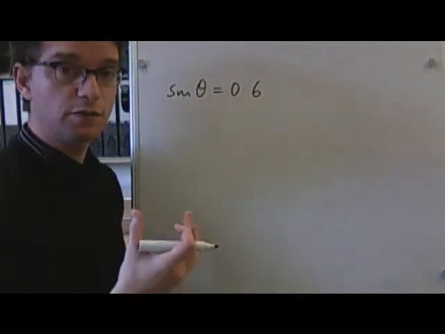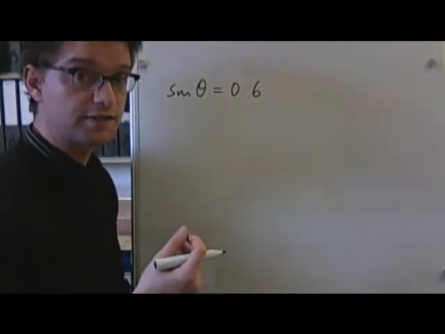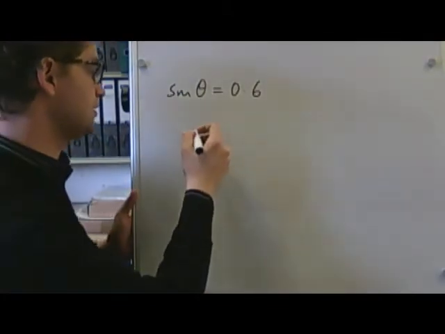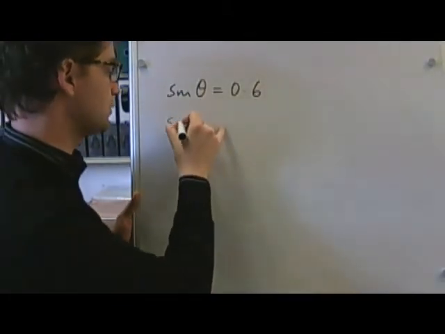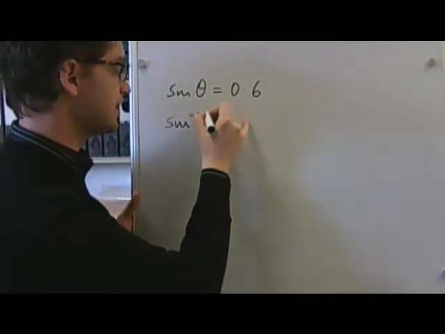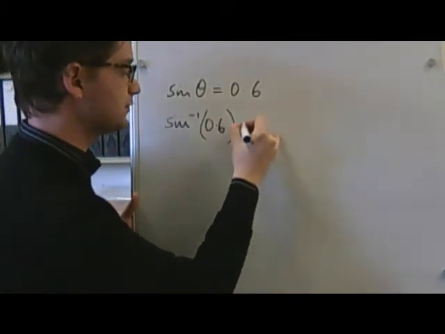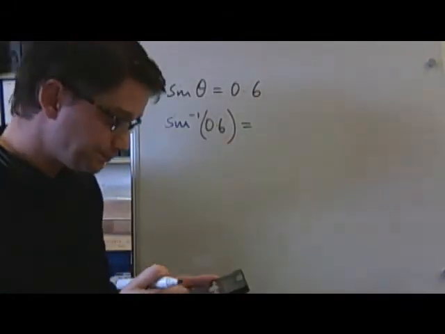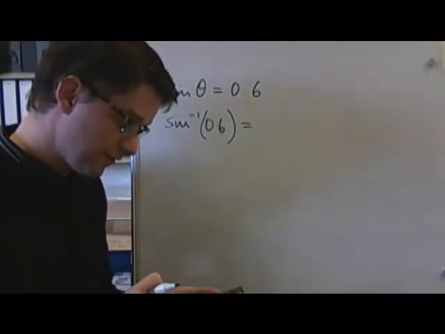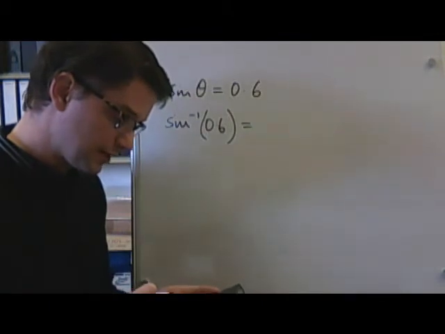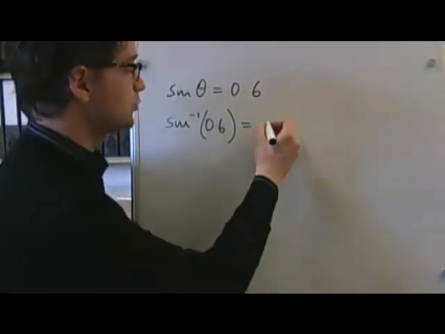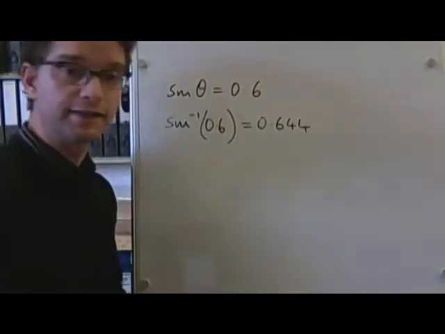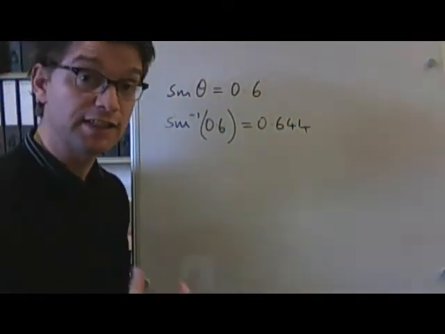The first thing to do when faced with a trig equation like this is to get an initial value for your solution by taking exactly the inverse sine of 0.6. I'm going to use a calculator, and I'm just going to take the inverse sine of 0.6, and it tells me that that's 0.644 radians. Okay, so that's my initial value.